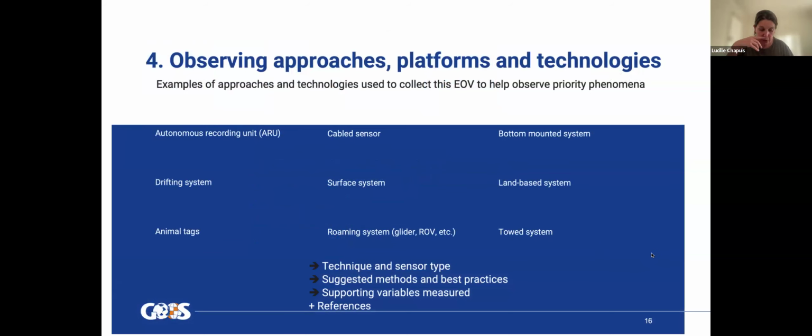The next section lists most of the observing approaches or platforms that can be used to collect ocean sound. So the most common is probably a cabled sensor, so a cabled hydrophone, but we could also have autonomous recording units, drifting systems, animal-borne tags, land-based or surface systems, ROVs, gliders, and towed platforms. So we tried to represent everything in here. Each platform has strengths depending on the target phenomenon. And so the spec sheet summarizes these methods, sensor types, recommended practices for each, and which supporting variables can be collected alongside the sound. Next, please.